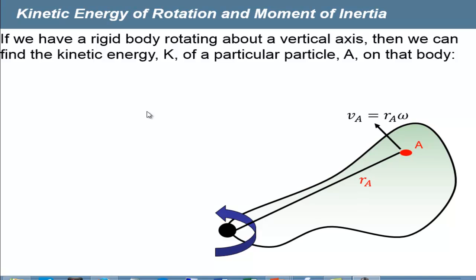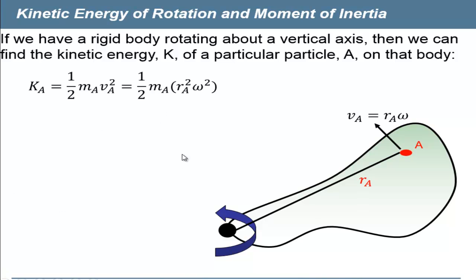So what we have is the kinetic energy at point A is 1/2 the mass of point A times the velocity of point A squared, which is actually just replacing the velocity of point A with RA omega. Then the kinetic energy of that point is 1/2 times the mass of point A times RA squared omega squared.